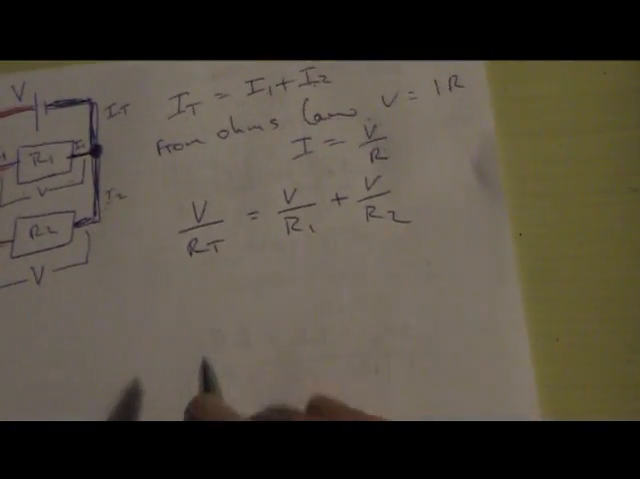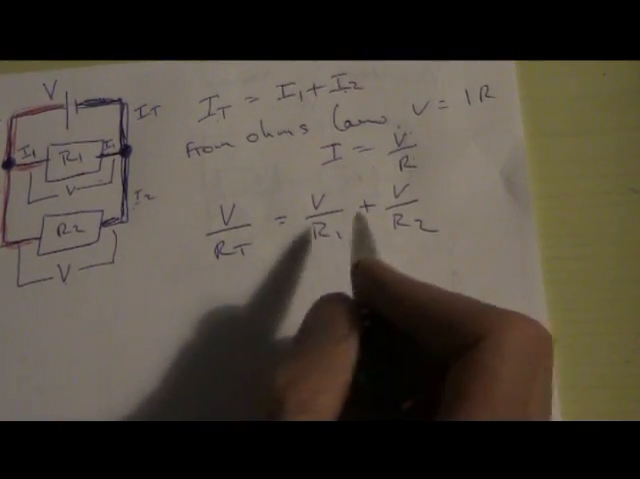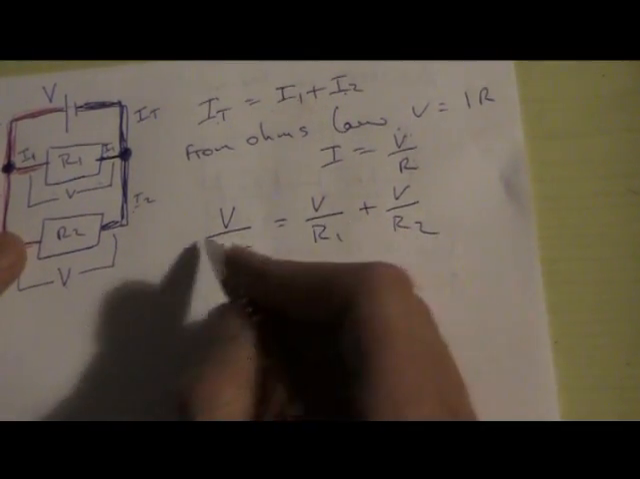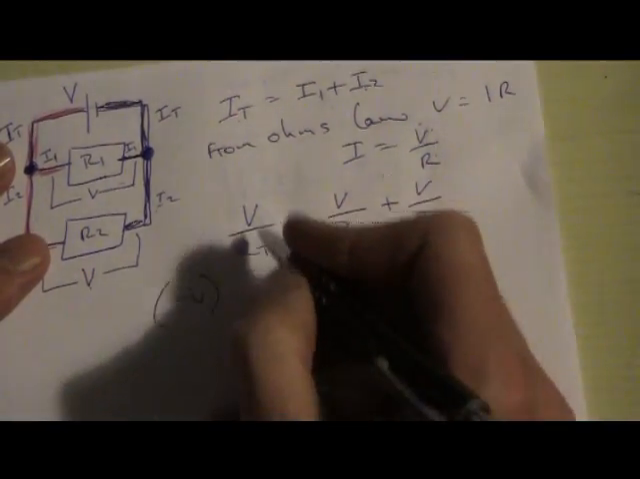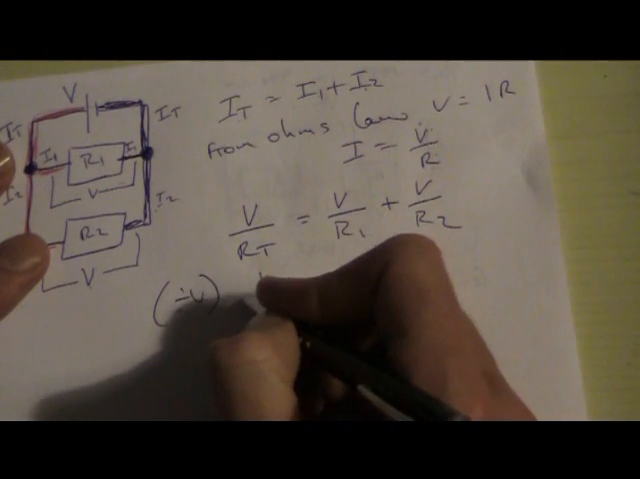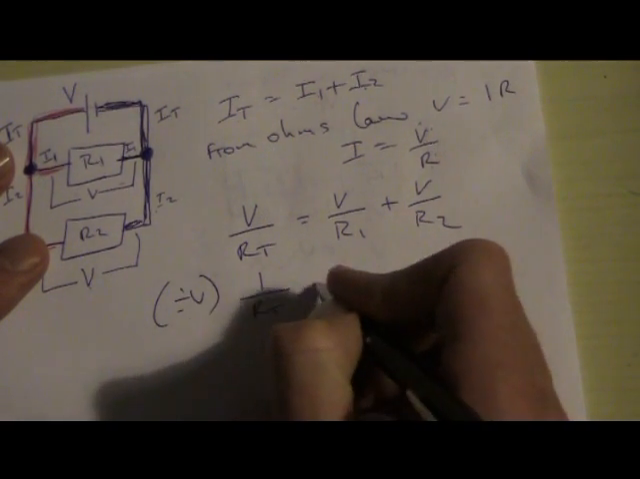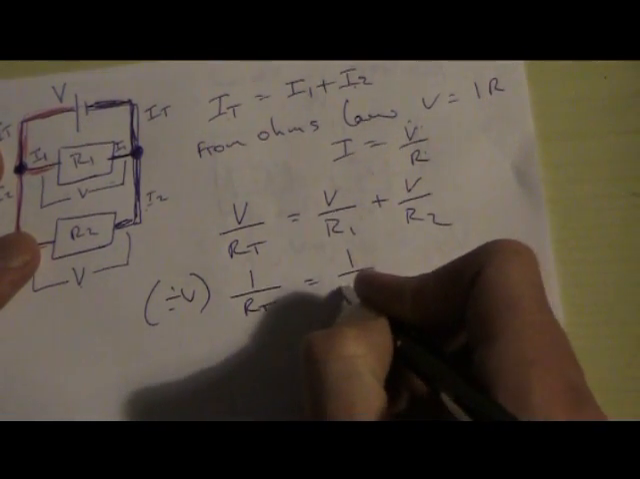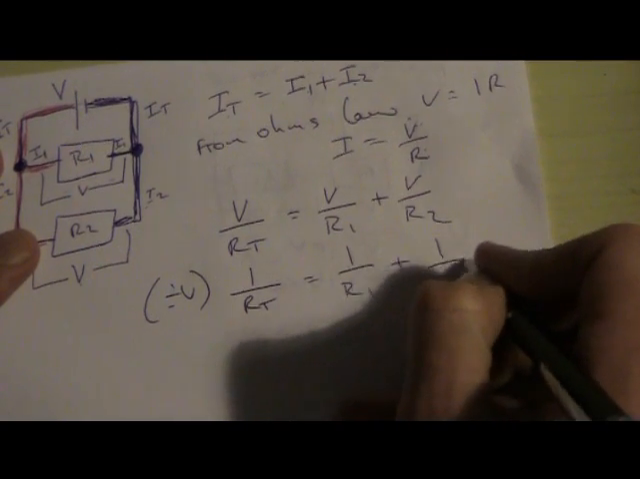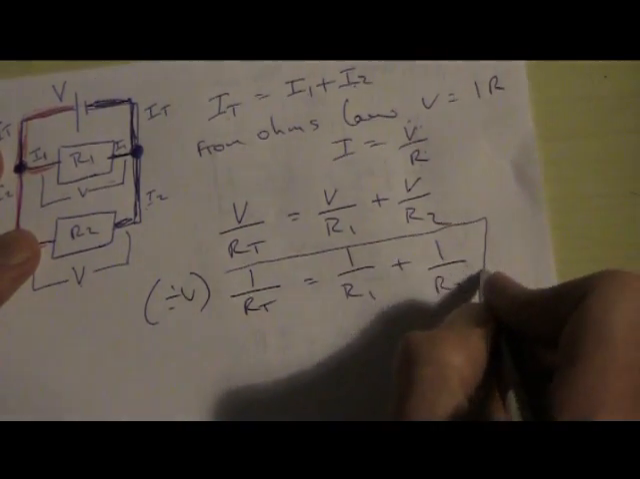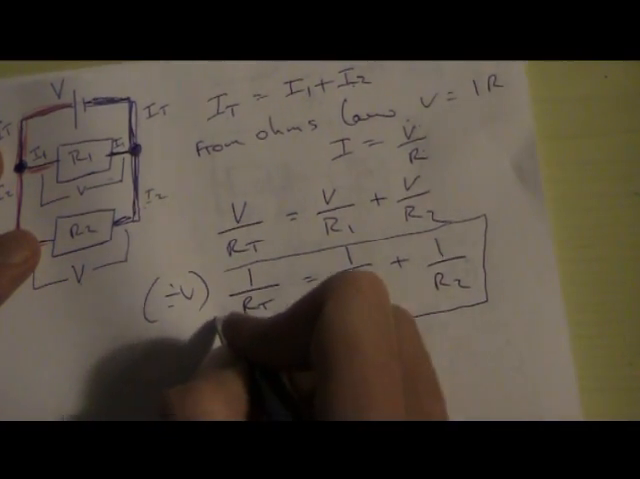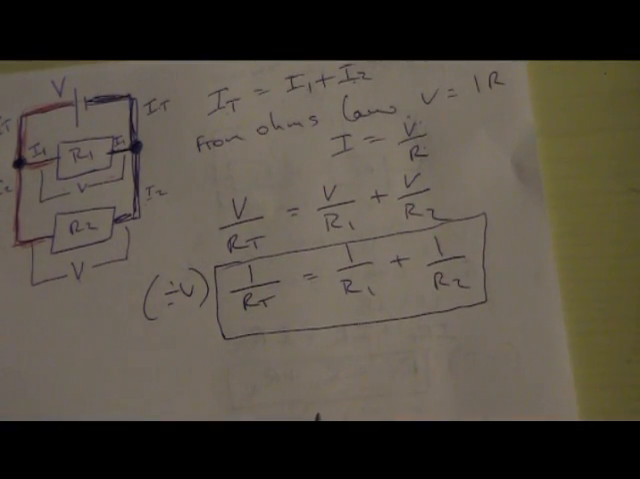Now is there anything common here? Well, yeah, the V's are common, so I can divide across by V to get rid of those. Dividing each of these by V, the V cancels out, and I'll be left with 1 over RT equals 1 over R1 plus 1 over R2. And there's the equation for resistors in parallel.